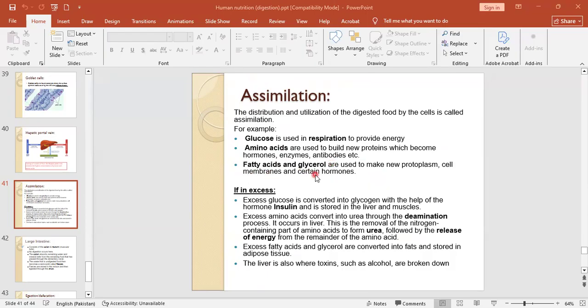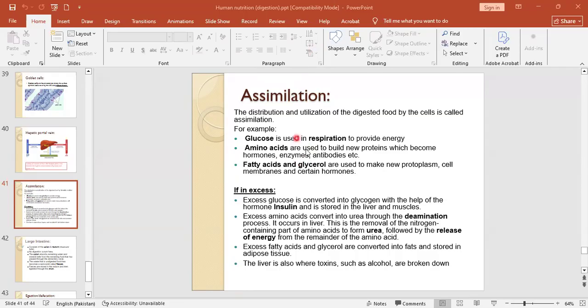And then fatty acid and glycerol help in making new protoplasm and new cell membrane. And also in making some of the hormones, which are oil based or fat based. The rest of the fatty acid will be stored in certain cells.